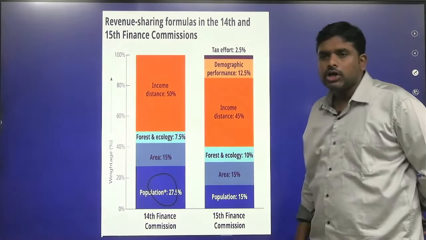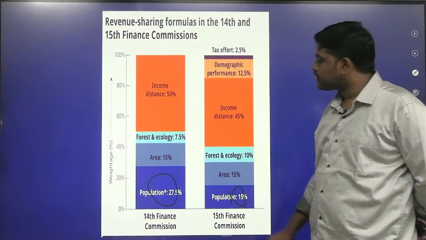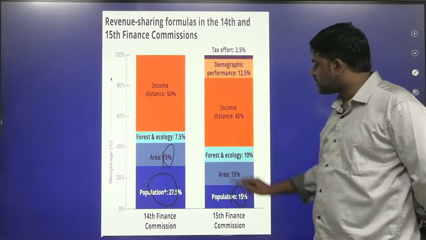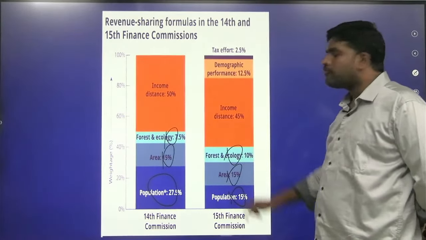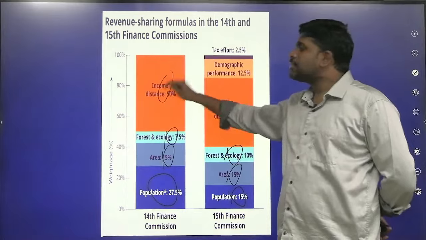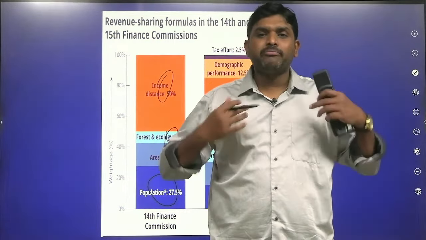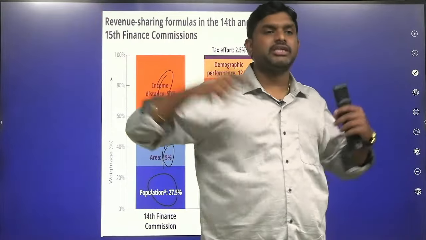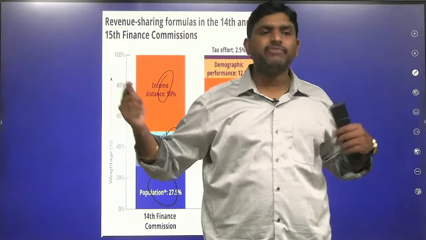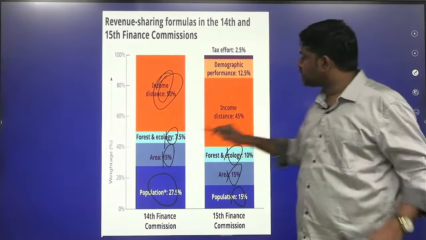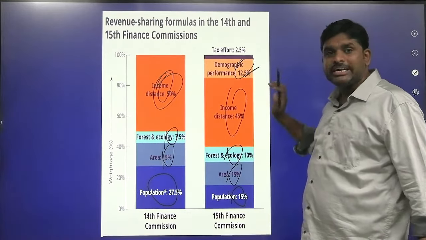Population 27.5%, population 15%; area 15%, area 15%; forest and ecology 7.5%, forest and ecology 10%. Income distance: income distance means the gross state domestic product of my state compared with the best performing state. That is called income distance. I will see this gap and allocate the funds. Income distance is 45%. And 12.5% for what? Demographic performance.